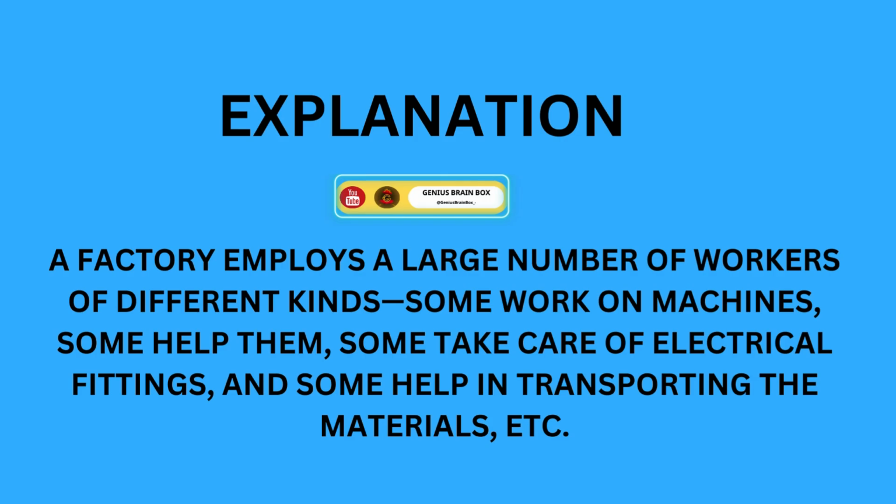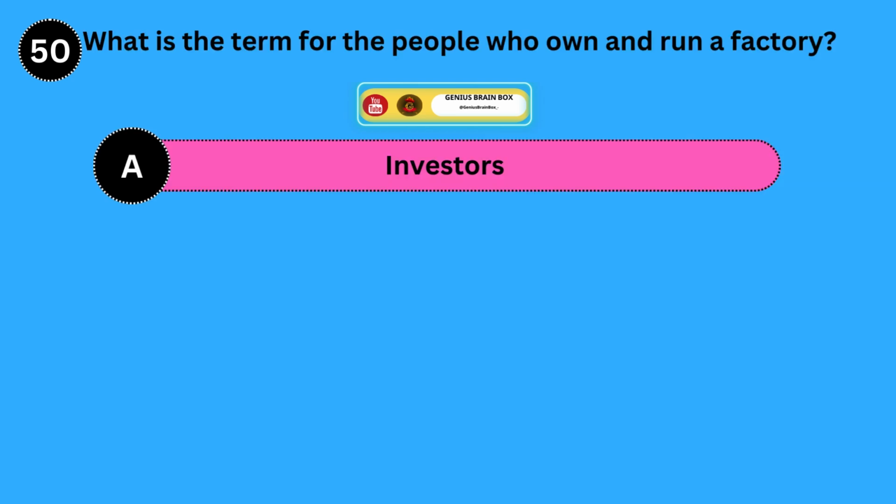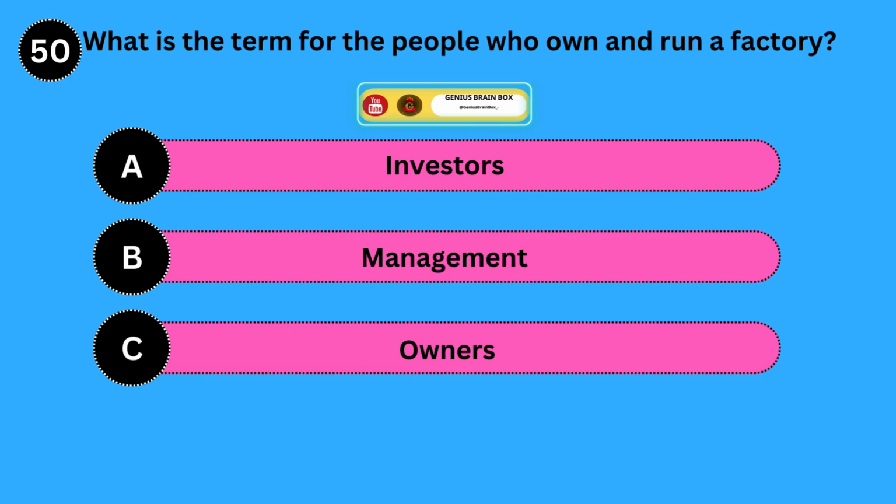Explanation. A factory employs a large number of workers of different kinds. Some work on machines, some help them, some take care of electrical fittings, and some help in transporting the materials, etc. What is the term for the people who own and run a factory? Option A, investors. Option B, management. Option C, owners.